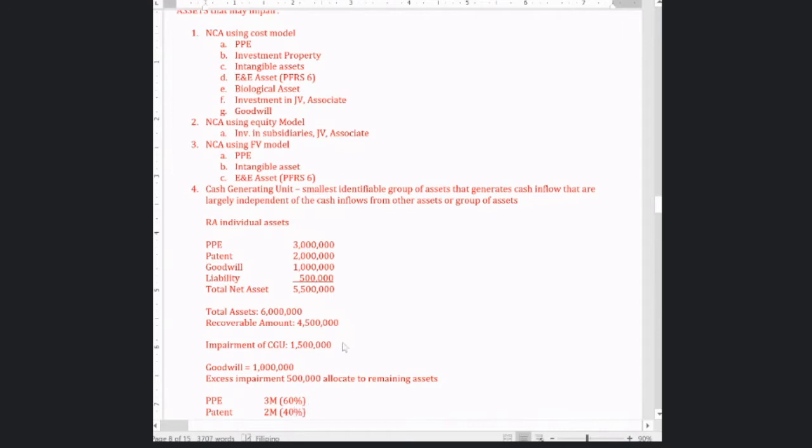Times natin by 500,000. So ang total is 500,000 times 0.6, so 300,000. Then this one is 200,000. So ang impairment for PPE is 300,000 and then impairment for patent is 200,000. And then the impairment for goodwill is buong 1 million.